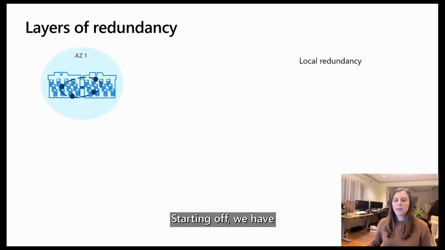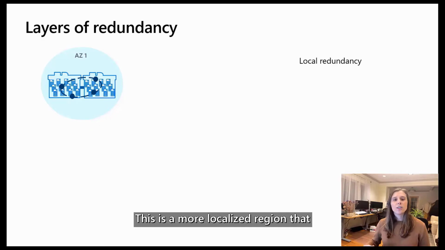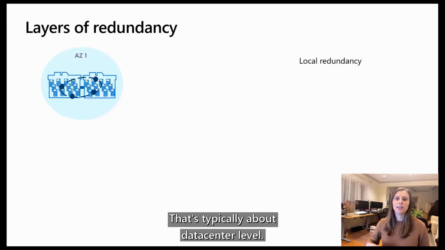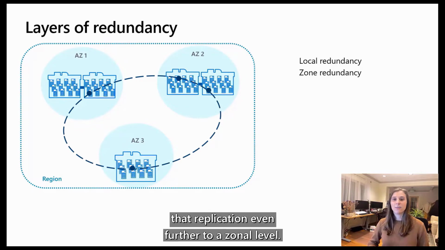So starting off, we have the most basic layer, which is local redundancy. So this is a more localized region that we have your data replicated within. So that's typically about a data center level. Then you have the option to expand that replication even further to a zonal level.